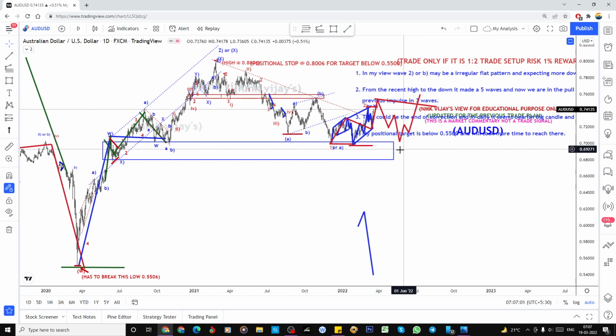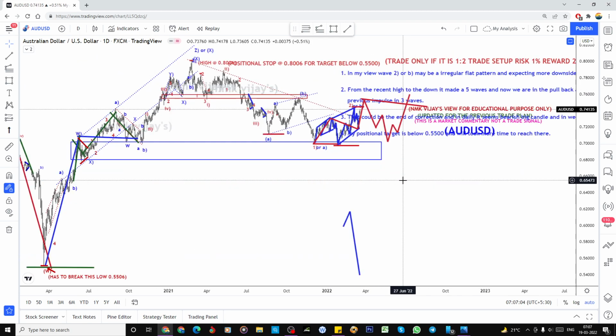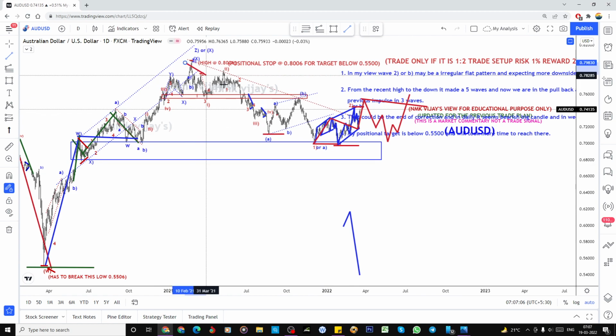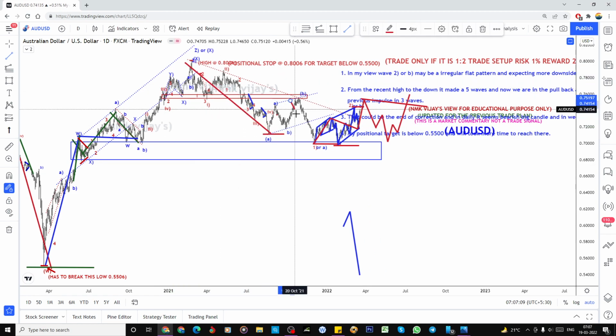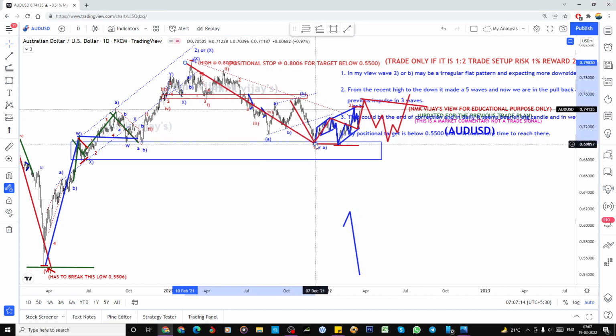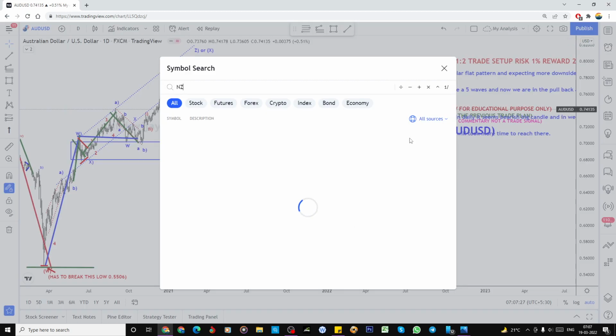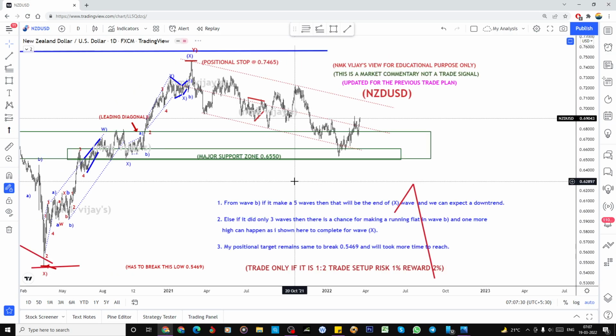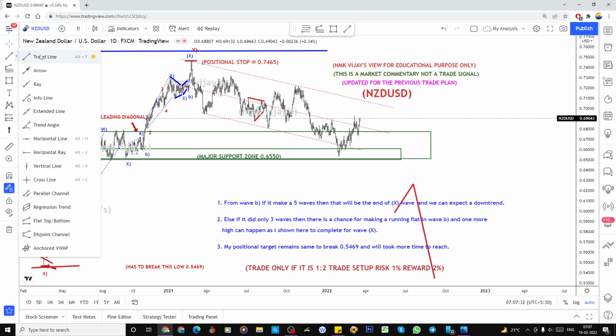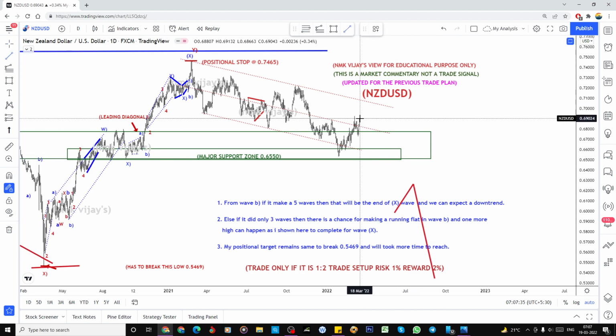So let's wait for this pattern to complete. We are in the bigger correction for this impulsive wave, either ended here or ended here. So only if it breaks this low, it is going to be a free fall. Until then, it can do a lot of correction. What are the possibilities it will do. So let's move on to New Zealand USD. Same as AUD, it can do like this.